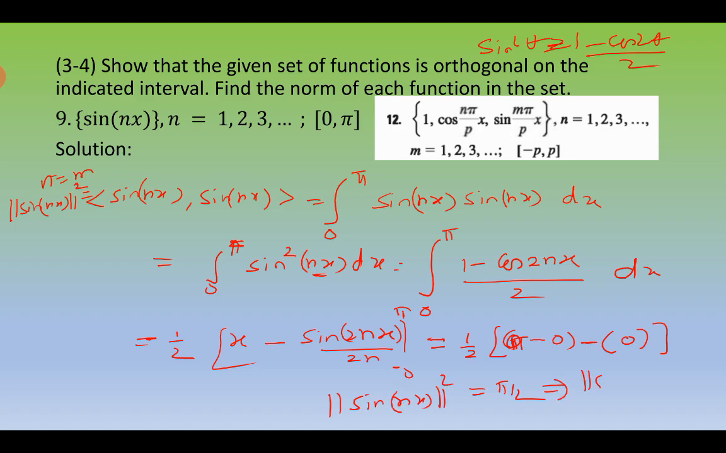This gives norm of sin nx is equal to square root of pi over 2. So now the norm of the function is the same, whatever the n is. N is 1, 2, 3. The answer is the same. That is it. For problem number 12, we have to verify.